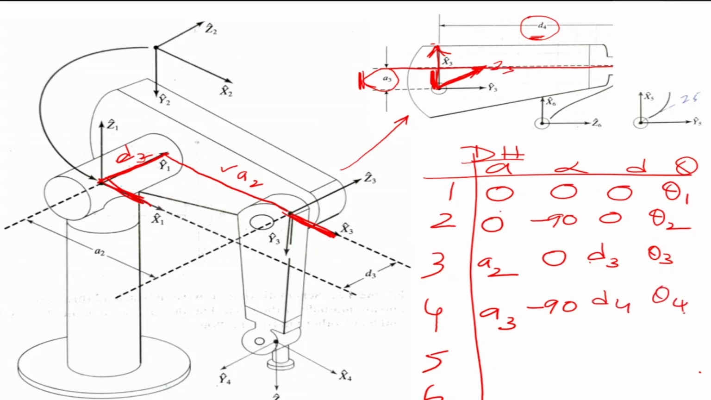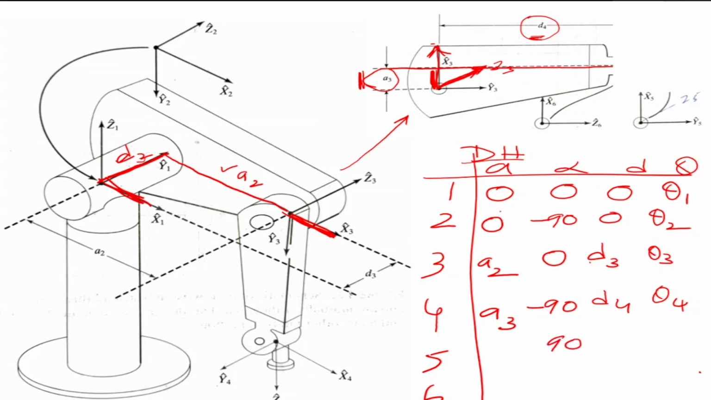Now what about the fifth one? Where is the fifth axis? The fifth, z4 is that side, that is z5. Now what is the angle between them? It is 90 again. How did z4 become z5? It rotated anti-clockwise about the x-axis, so it's a plus 90.